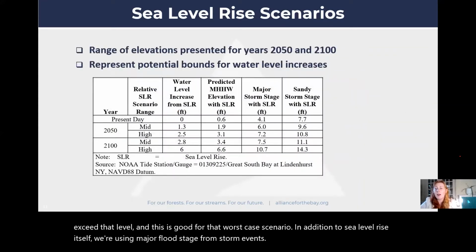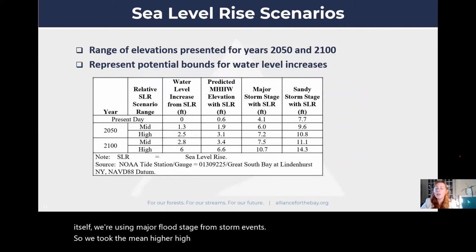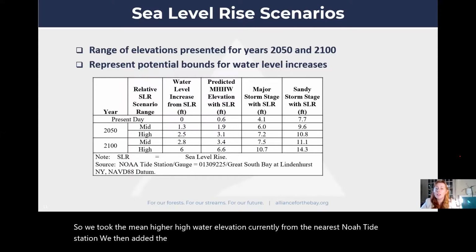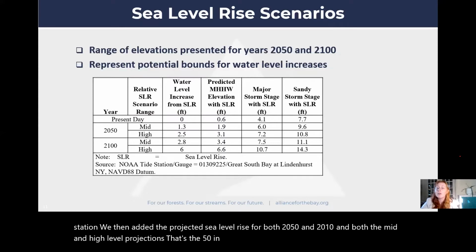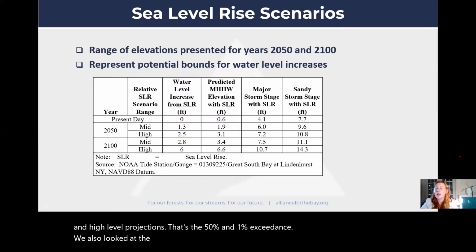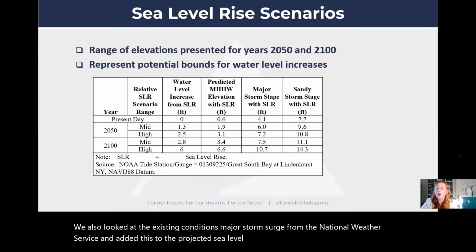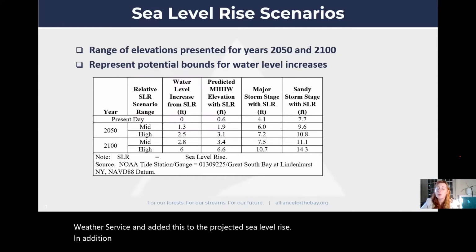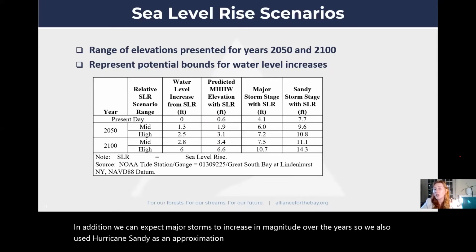So we took the mean higher high water elevation currently from the nearest NOAA tide station. We then added the projected sea level rise for both 2050 and 2100 in both the mid and high level projections. That's the 50% and 1% exceedance. We also looked at the existing conditions major storm surge from the National Weather Service and added this to the projected sea level rise. In addition, we can expect major storms to increase in magnitude over the years. So we also used Hurricane Sandy as an approximation of projected storm surge to get a potential worst case scenario.